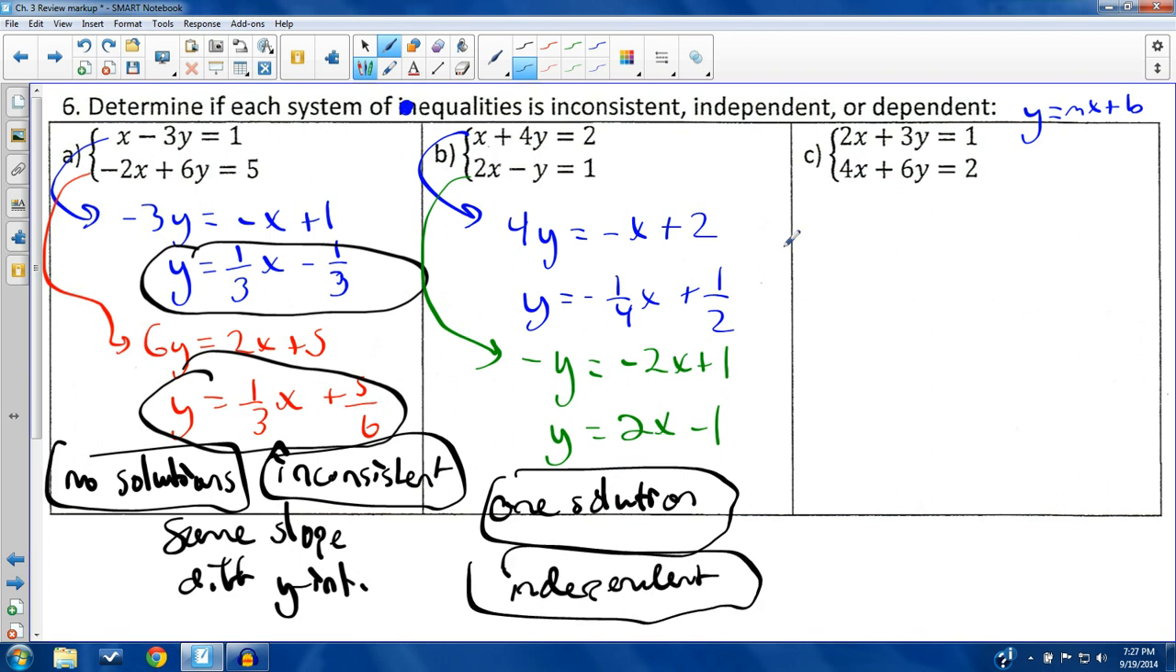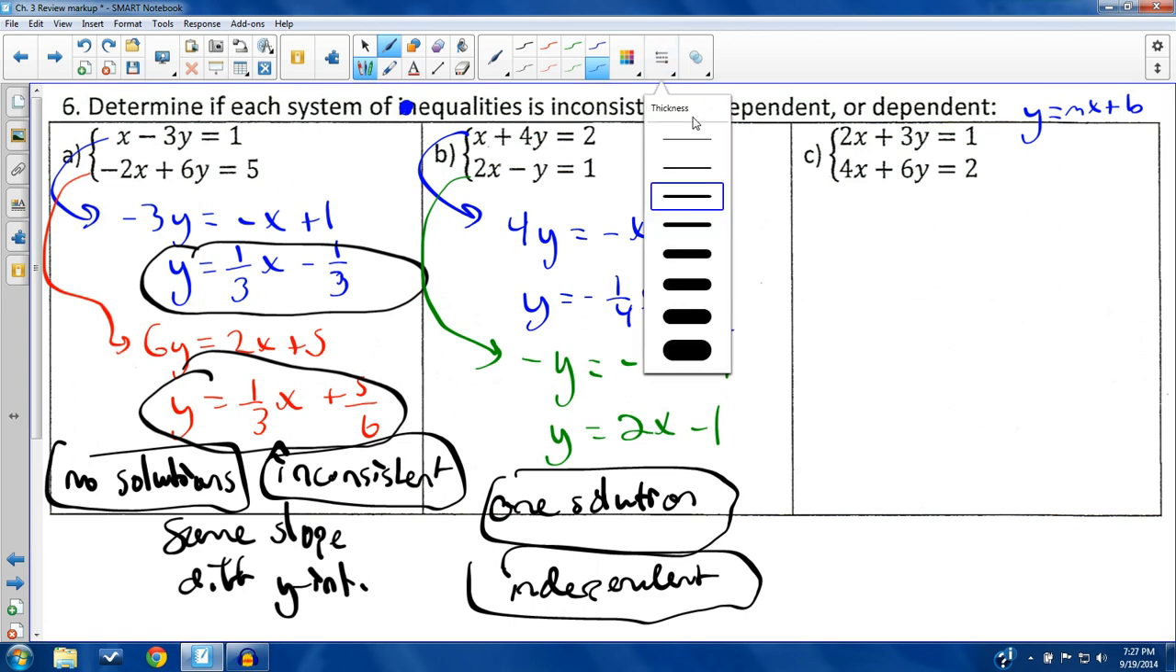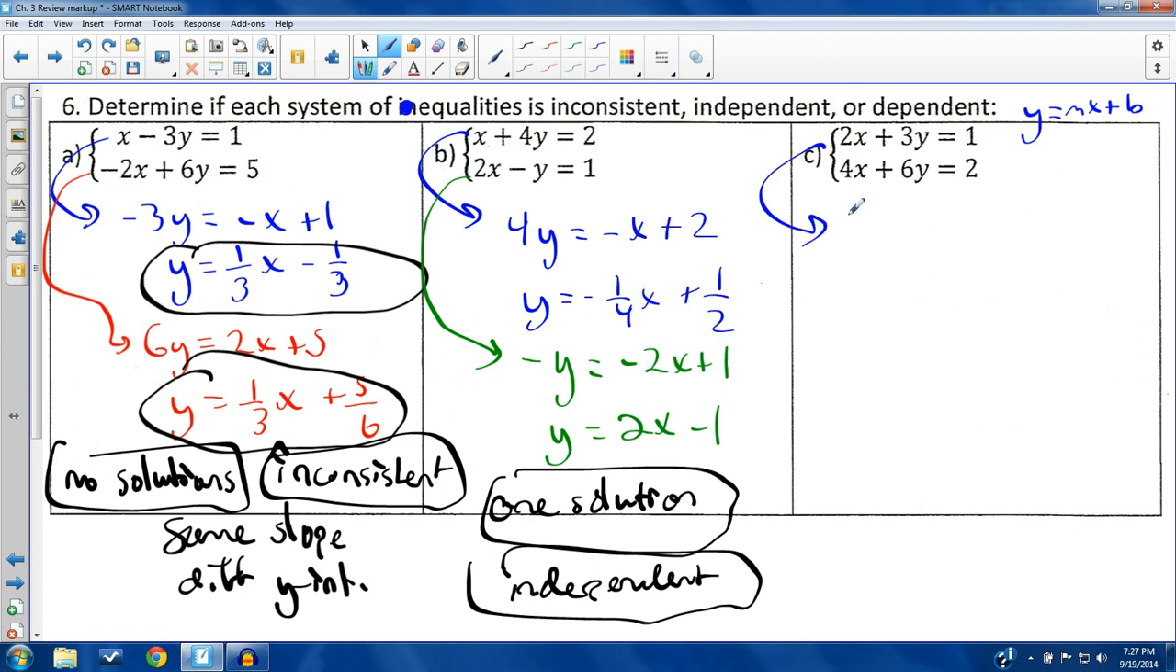Okay. And finally, one more right here. Use my blue. First equation. Subtract 2x.